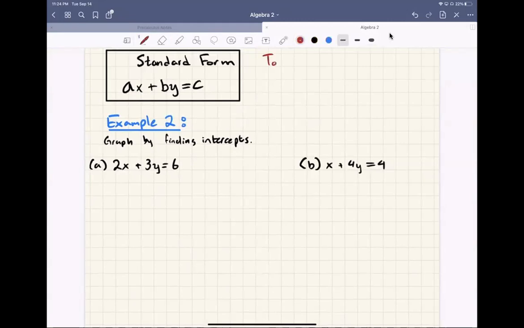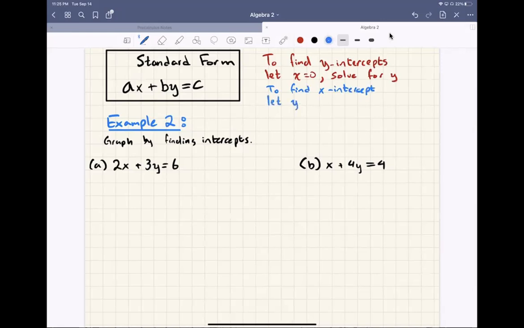To find your y-intercept, let x equal 0, solve for y. To find the x-intercept, and our x-intercept is where we cross the x-axis, we're going to let y equal 0, and then we're going to solve for x.